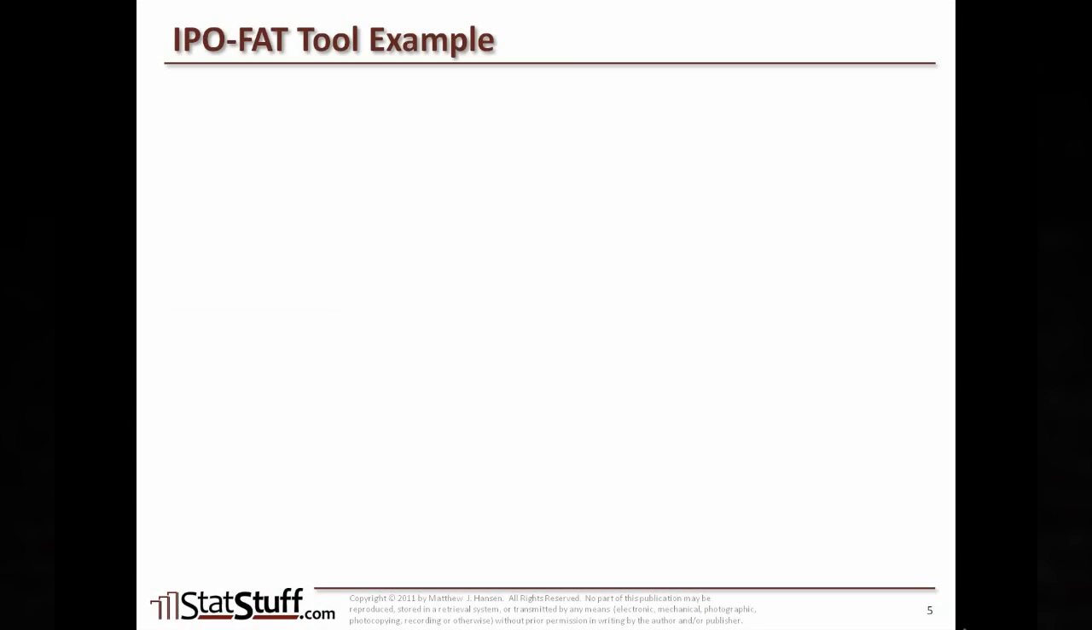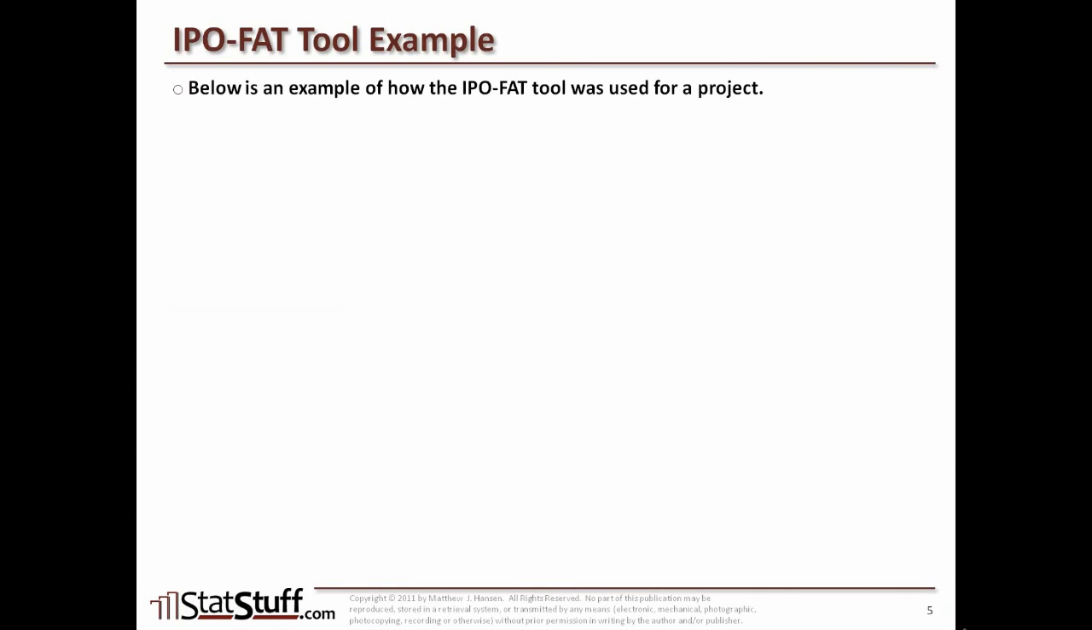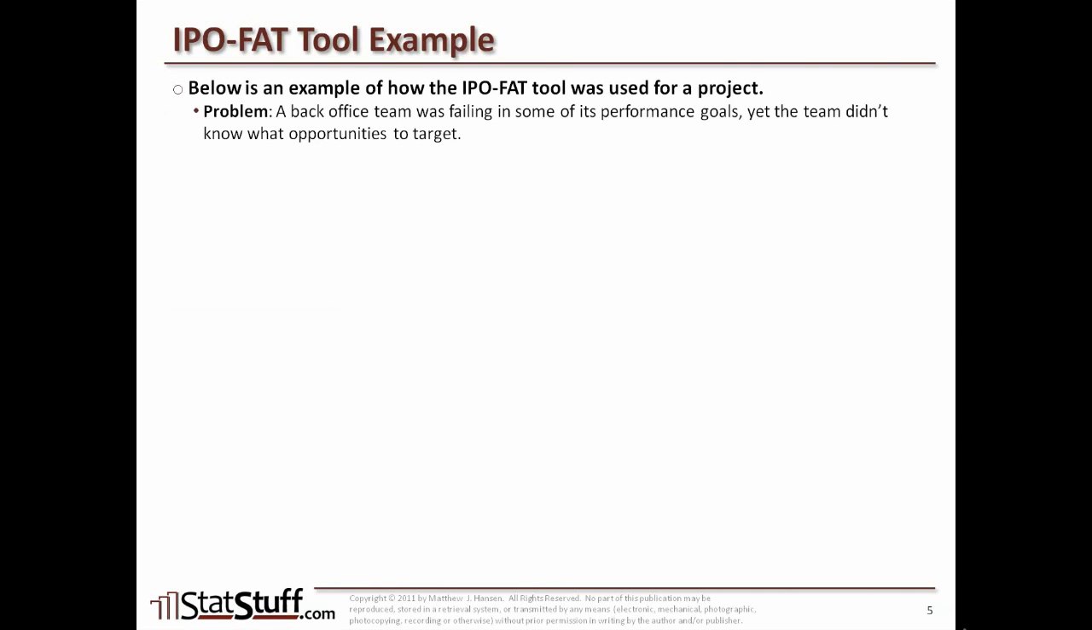Now let's walk through an example of an IPO-FAT tool as used in a project. Alright, so here's how we might apply the IPO-FAT tool in a real-world situation as an example. Let's say there is this particular back office team who's responsible for performing certain types of transactions handed off to them from some front office area, someone that might interact with the customer or whoever they're getting their information from. But basically this back office team, let's say they're failing in some of their performance goals, whatever those goals are and however they're being measured.